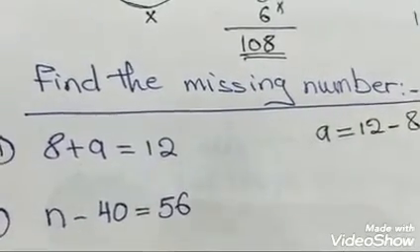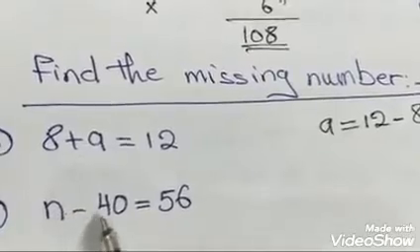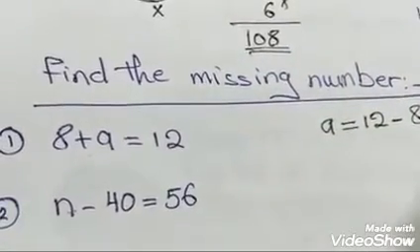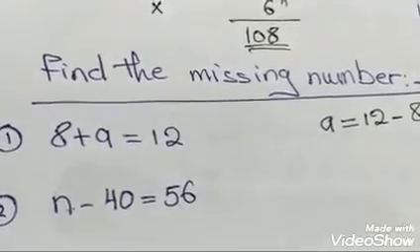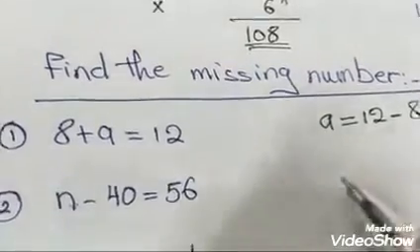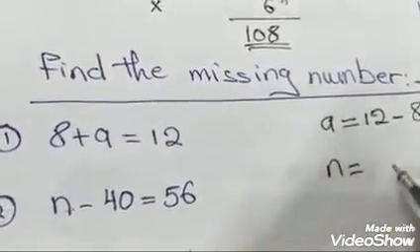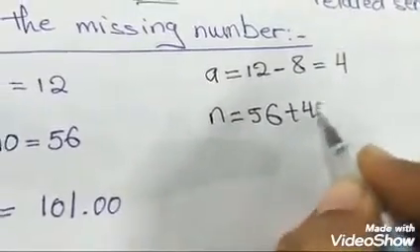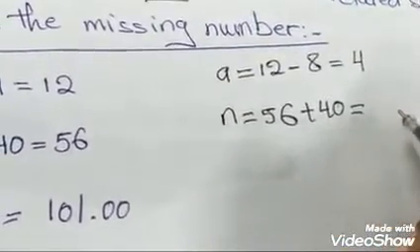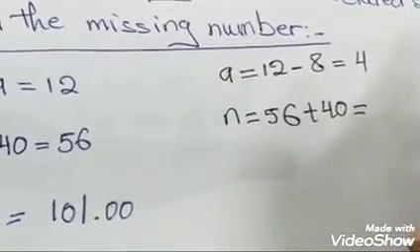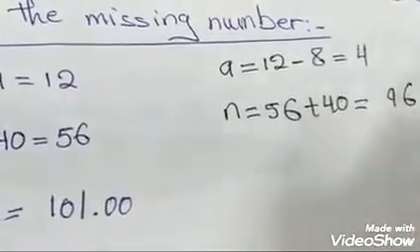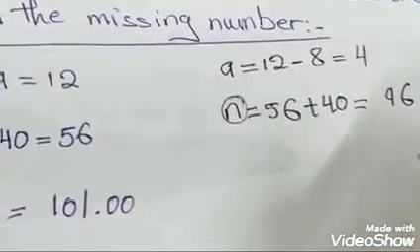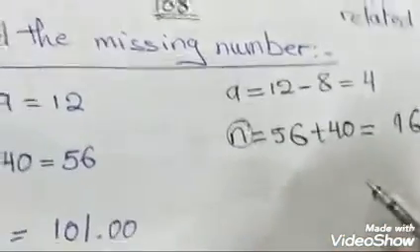Now, what is the number that if I subtract 40 from it, I will have 56? I will have to do an inverse operation, which is addition. So n will be equal to 56 plus 40, which is 96. So the unknown number in this operation is 96.